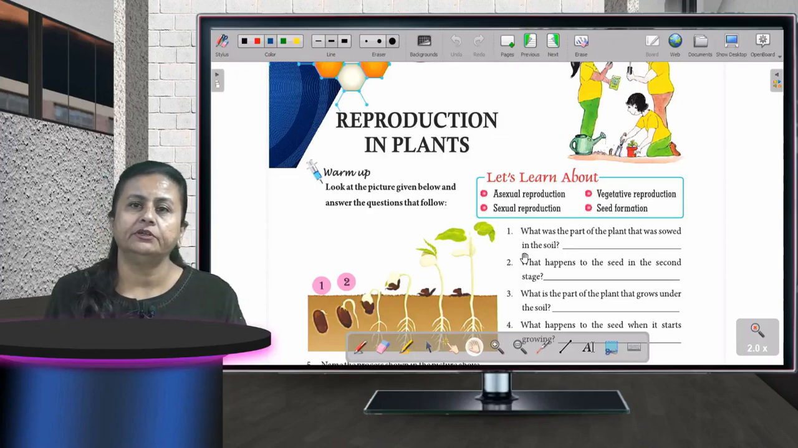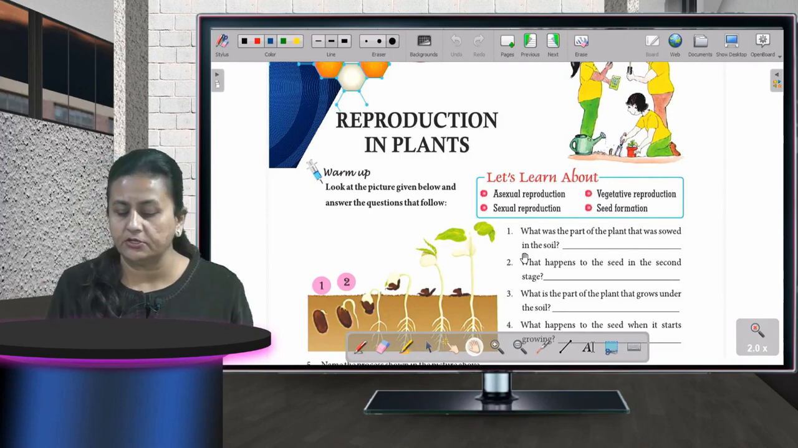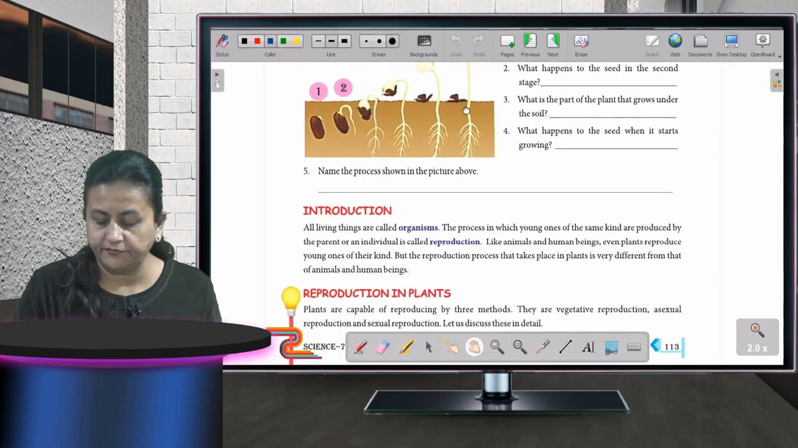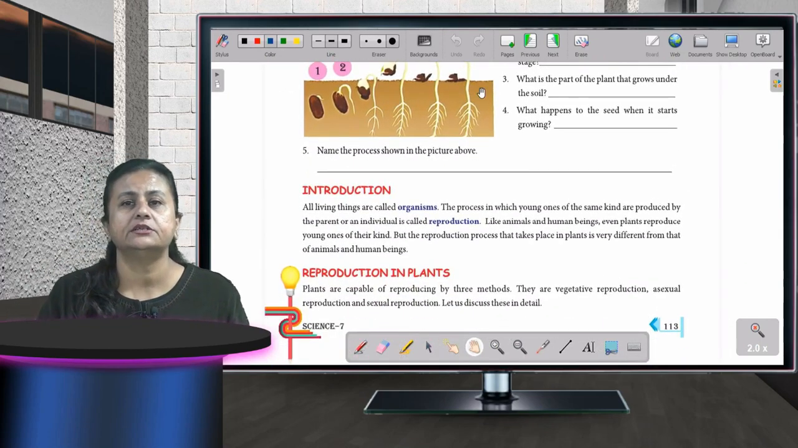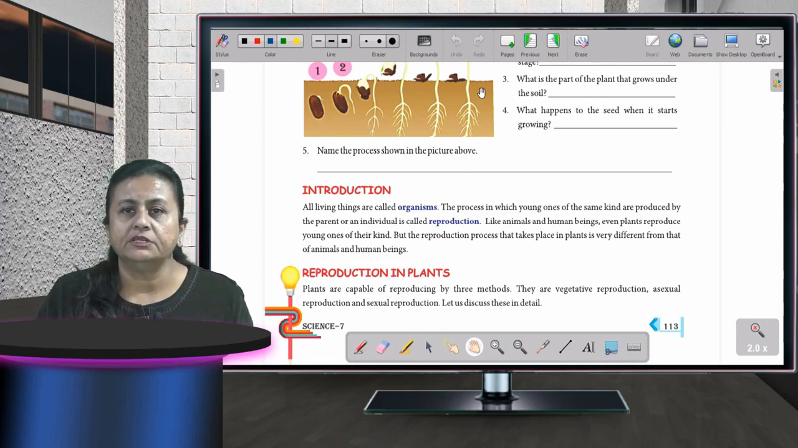The topic for the day is reproduction in plants, as you all can see on your screens also. So to start with, children, first of all let me tell you what is reproduction. What is reproduction? Reproduction means to reproduce. When the parent reproduces the baby of the same kind, that is called reproduction.